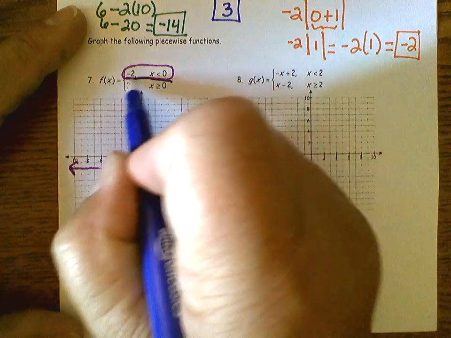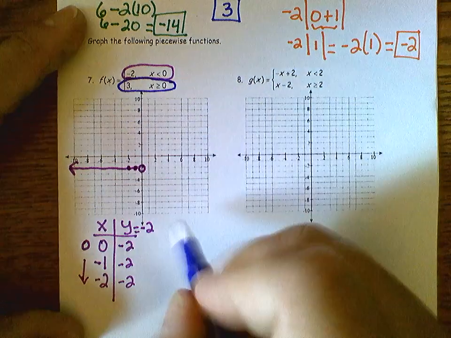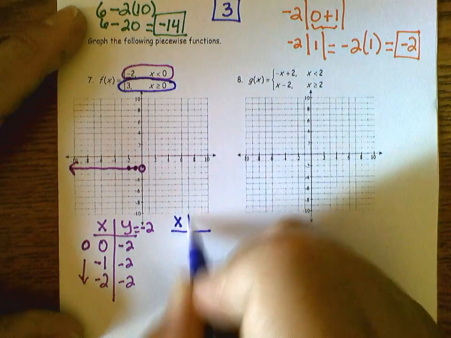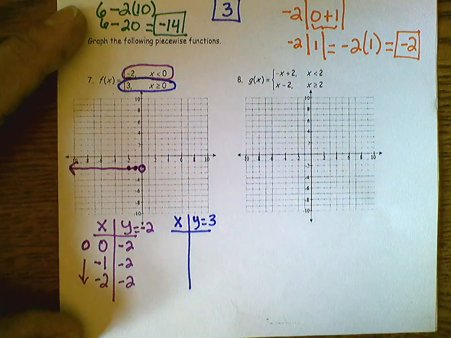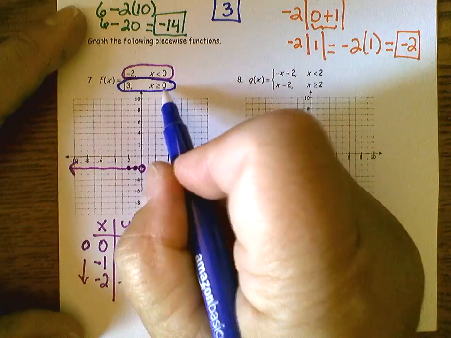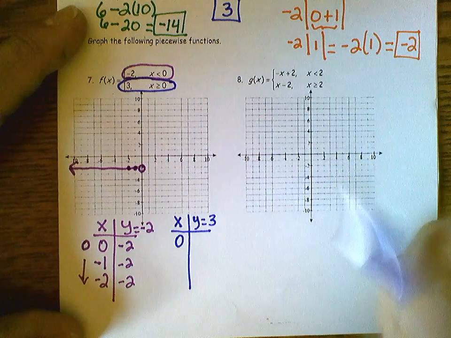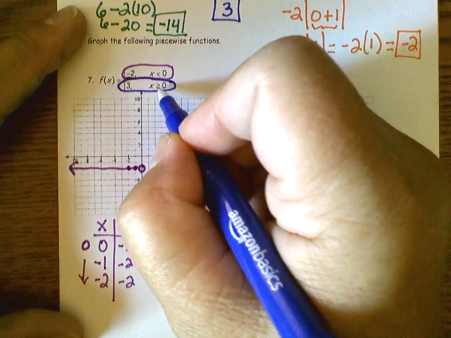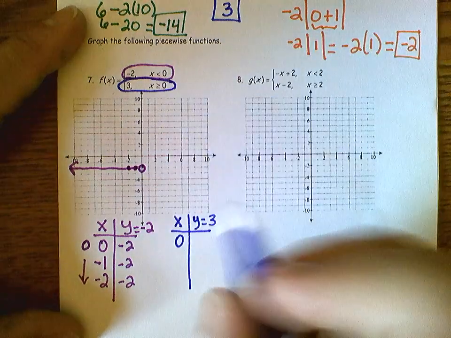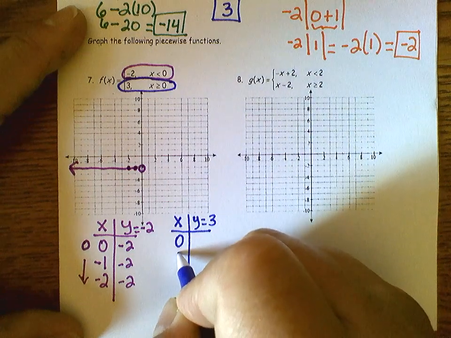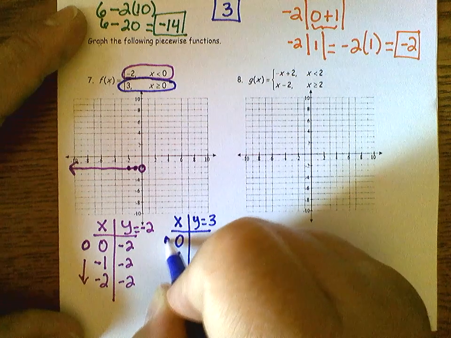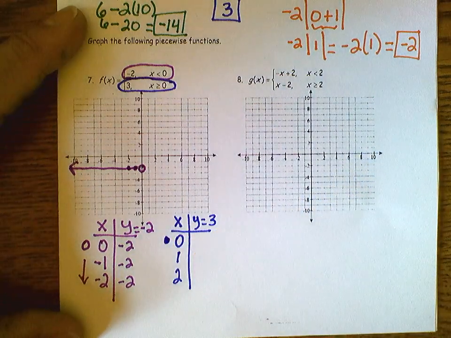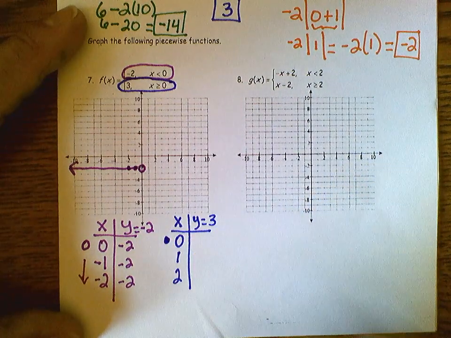Now let's look at our next part. All right, so I'm going to make a little table for this one also. So this is the y equals 3 part. And again, I'm using 0 as an endpoint. And we want the x values that are greater than or equal to 0. So greater than 0 would be 1 and 2. The equal to part means I'm using a point, closed circle, whatever you want to call it there.